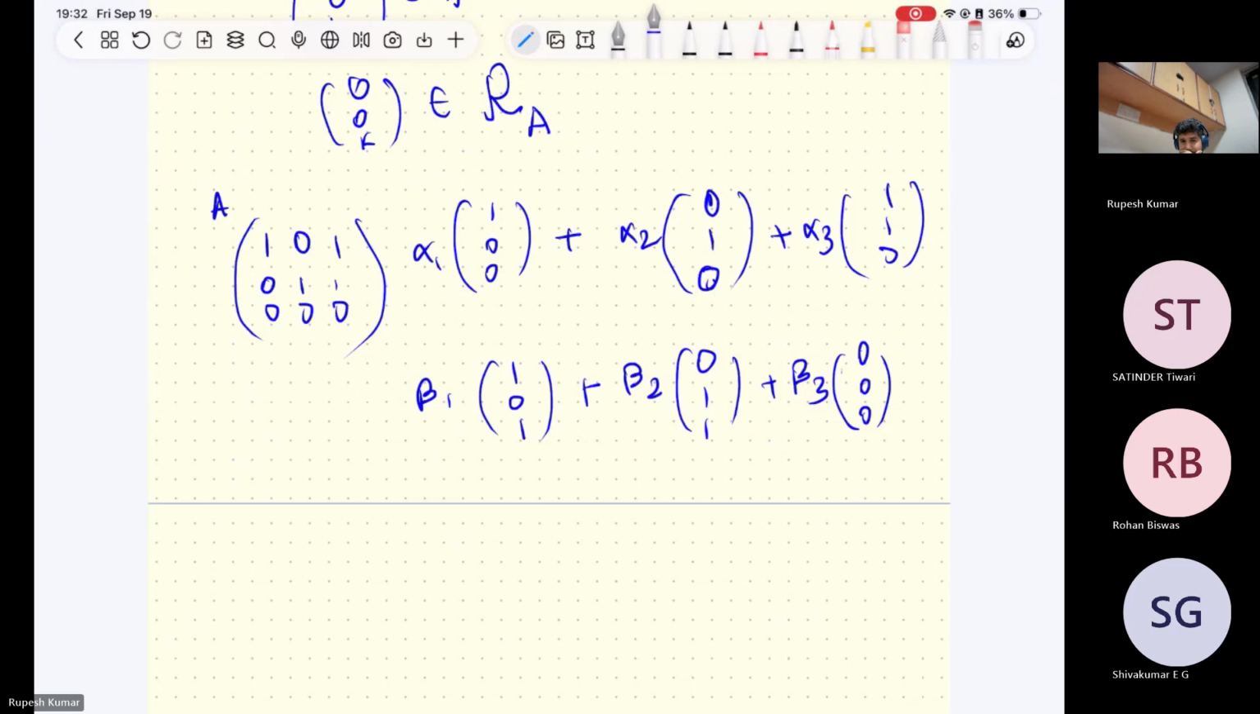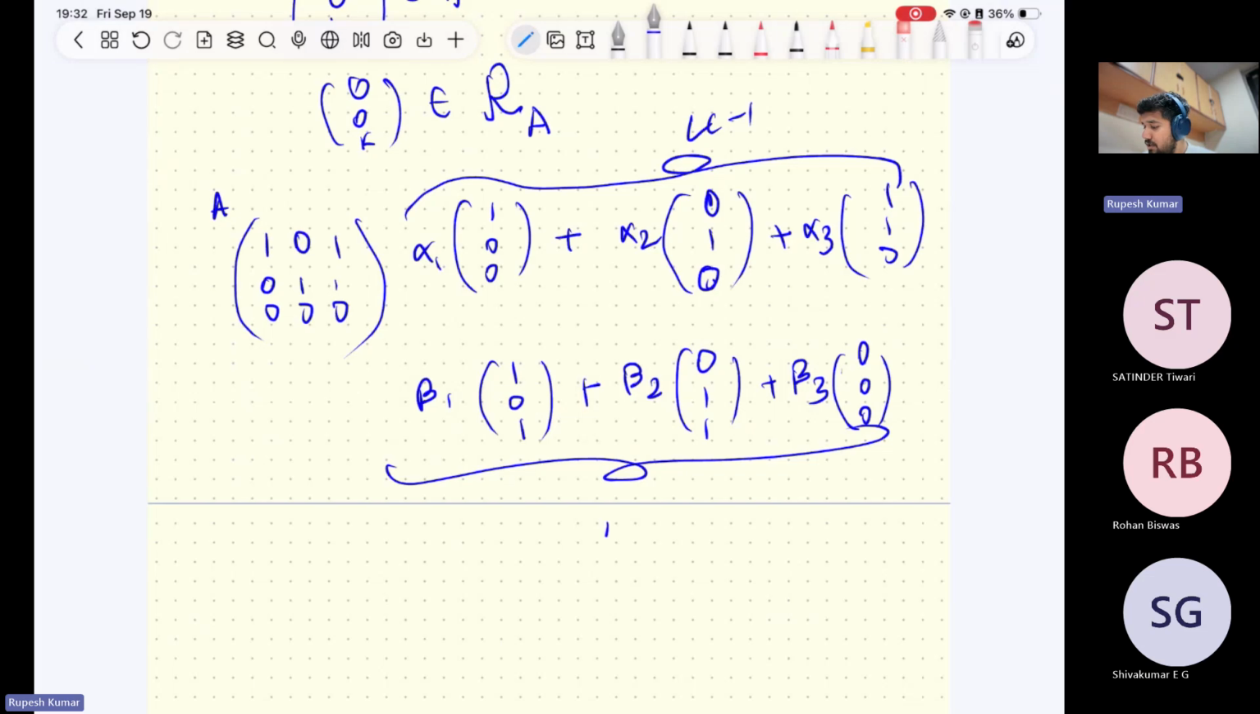Everyone, is this clear? Yes, sir. So what was your question? So you are asking what betas are? No, my question is, can you see what I'm doing here? This is a linear combination one. So let's call this linear combination as LC1, this linear combination as LC2.